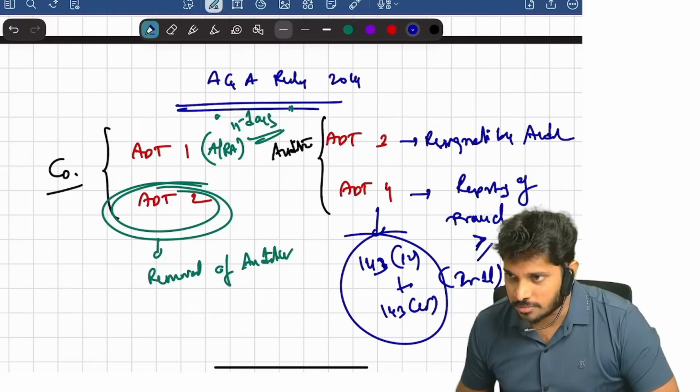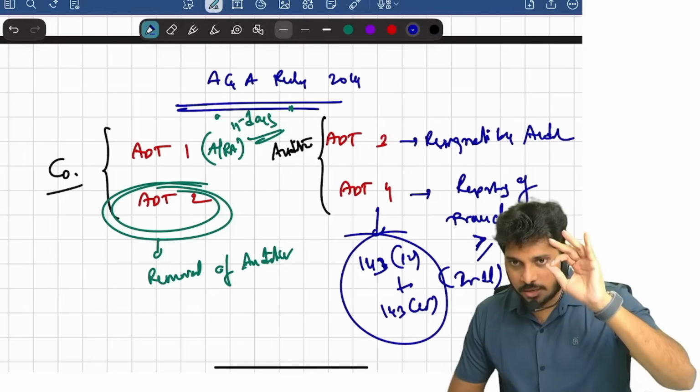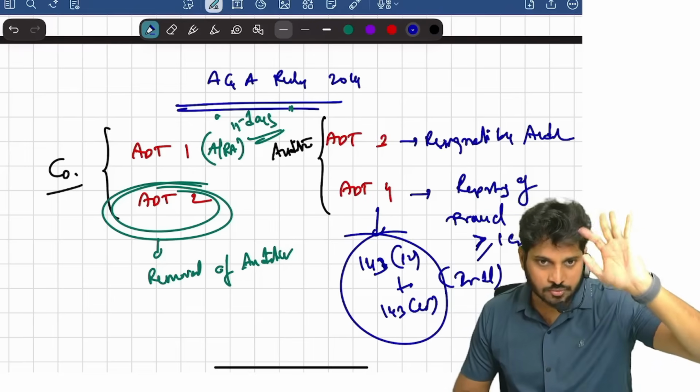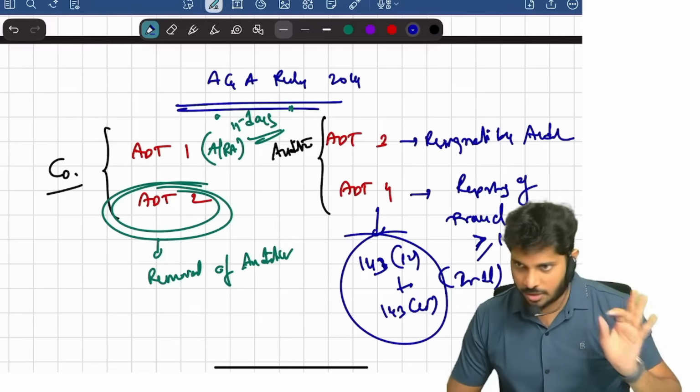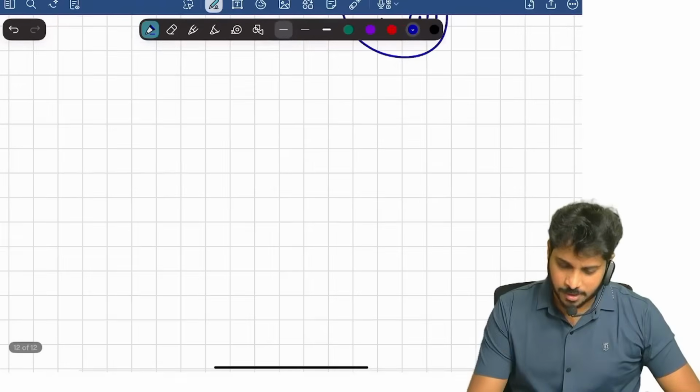Are you clear? These are the 4 forms. Okay. CRA forms and ADT forms. These 8 forms you should remember. Pakka, one question might come in MCQ, a 2 marks question. Clear? Next.